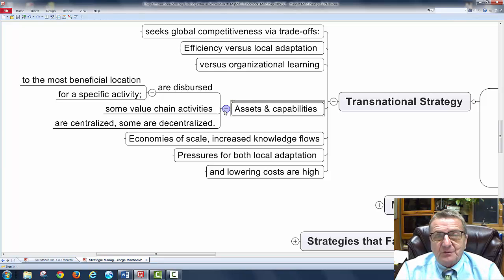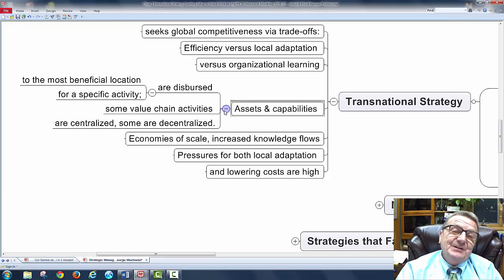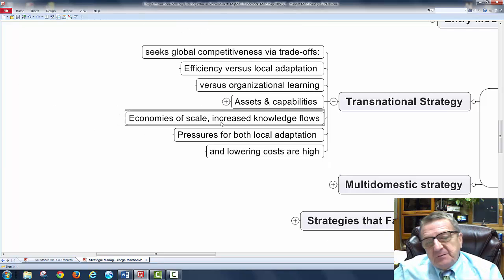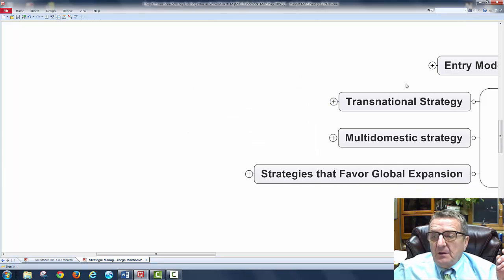This package is different. Look, I could look like a bum, but here I dress up. I put on a suit and tie. All of a sudden, the same product. Nothing changes for me, how I look. It's still me, just the outer appearance is different, and I'm more pleasing and more professional, and hopefully more acceptable to my audience. Okay? And economies of scale, increased knowledge flows, pressures from local adaptation. We already had that.